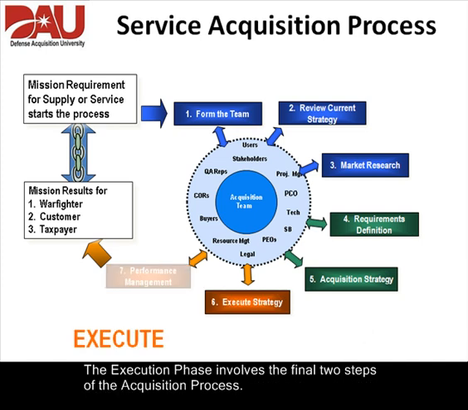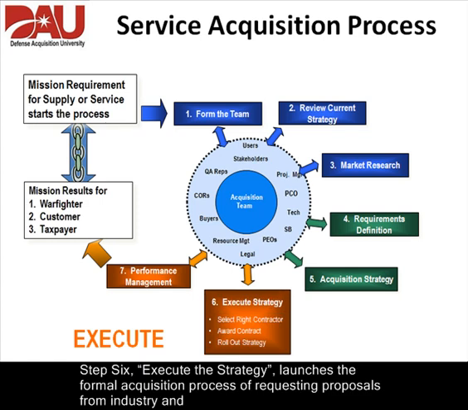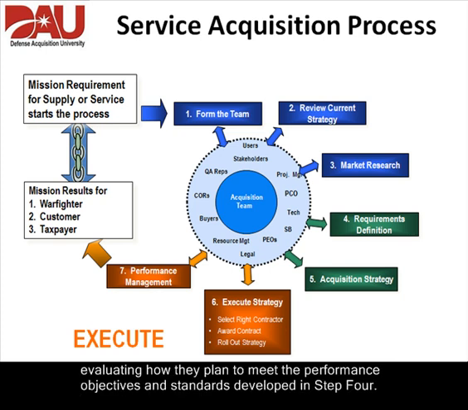The execution phase involves the final 2 steps of the acquisition process. Step 6, execute the strategy, launches the formal acquisition process of requesting proposals from industry and evaluating how they plan to meet the performance objectives and standards developed in Step 4.